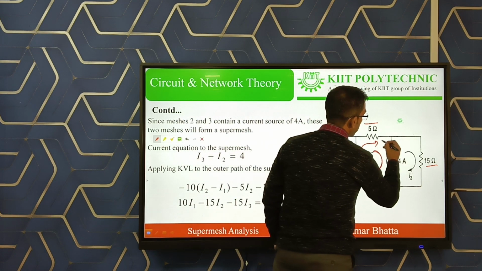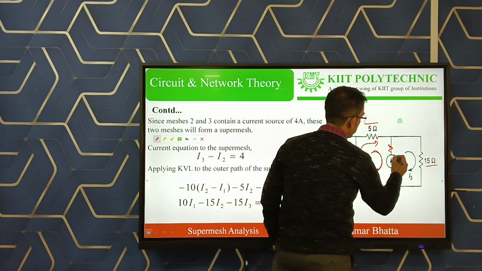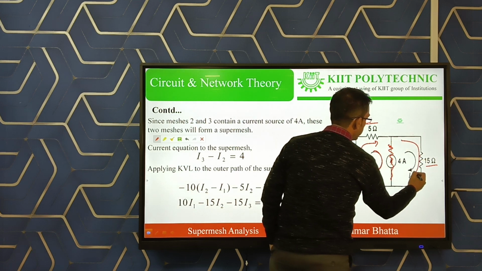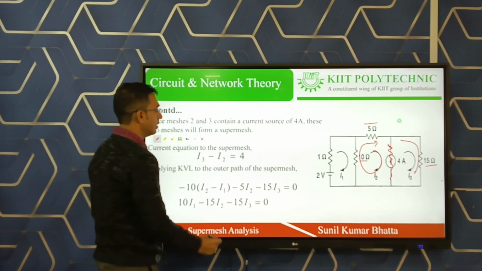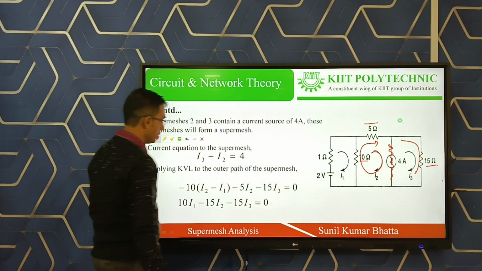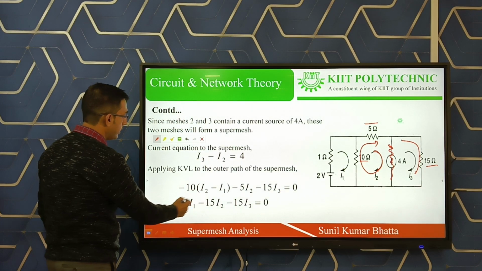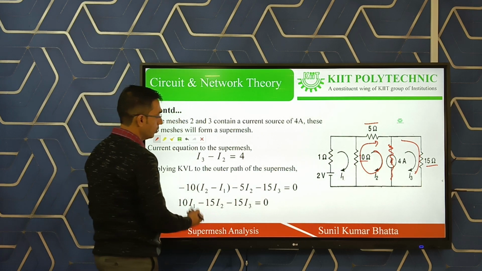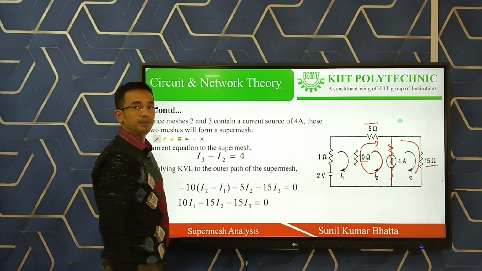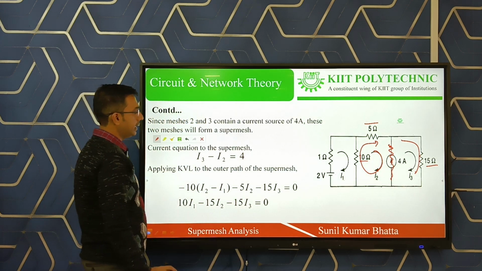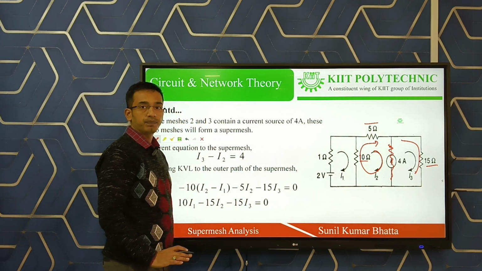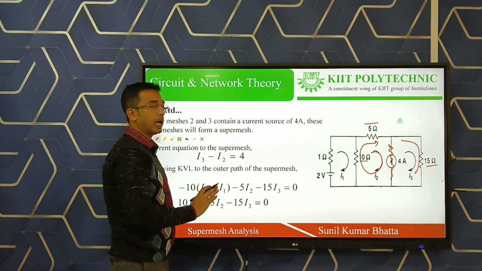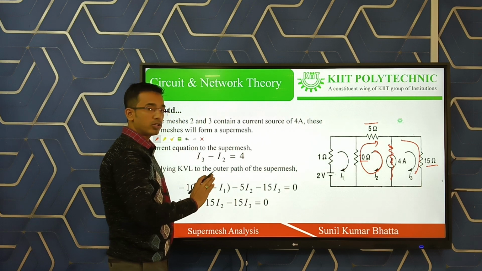Then after the 5 ohm, this branch in the outer path is not connected, you have to assume this. Then in the 15 ohm the I3 current is flowing, so that is minus 15 I3 equal to 0. After opening the bracket and solving, you will get 10 I1 minus 15 I2 minus 15 I3 equal to 0. So finally we got 3 equations. For the 3 meshes, the 3 equations are done. But the problem is not solved yet.